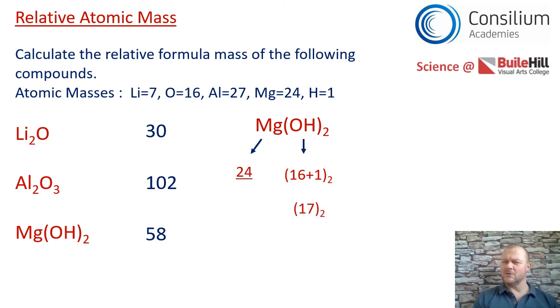We've still got the little 2 outside the bracket to deal with. So that's not 17 squared, but 17 times 2. So the answer is 34. And if we add those 2 numbers together, we get the answer of 58.